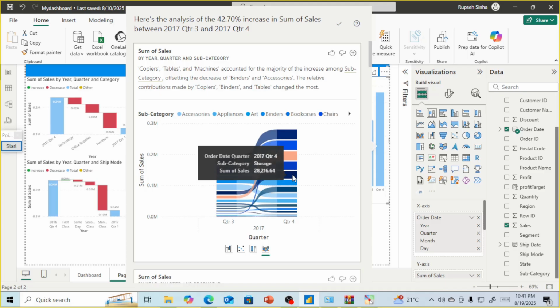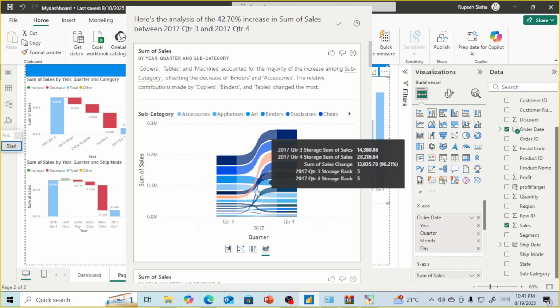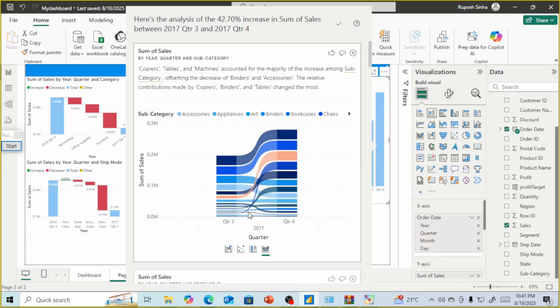This one also, if you see the fifth one, which is storage, storage also was very negligible here, very negligible sales. But in the fourth quarter we have got a lot of sales from the storage, that is $28,000. And this next one is what? This is decreased actually. So it is binders. Binder sales have decreased, but you can see the tables, copiers and storage have given higher sales.